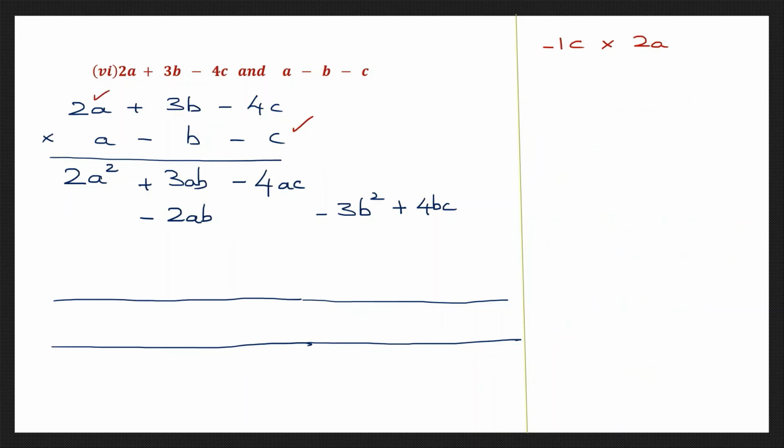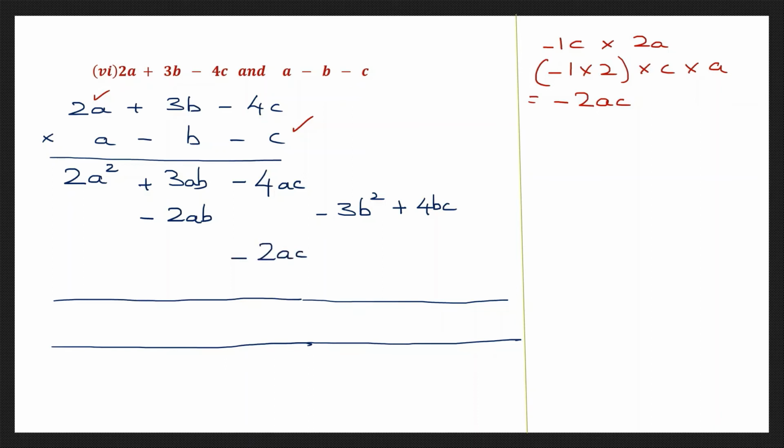Okay, let's take minus c into 2a. So I have put minus 1c. So let's take the numbers. Minus 1 into 2 and then we have 1c and 1a. So minus into plus is minus. 1 2s are 2. I'll rearrange it and write ac. So look and see if there is a column for ac. Yes, there is one. So let's write below that minus 2ac.